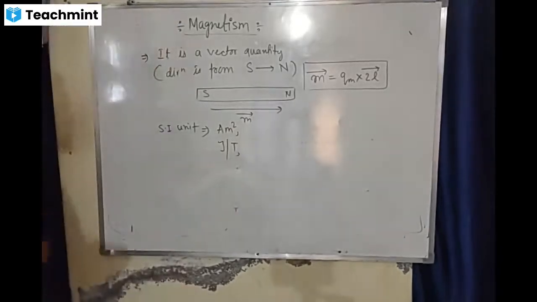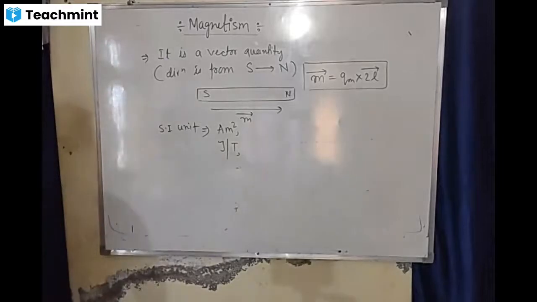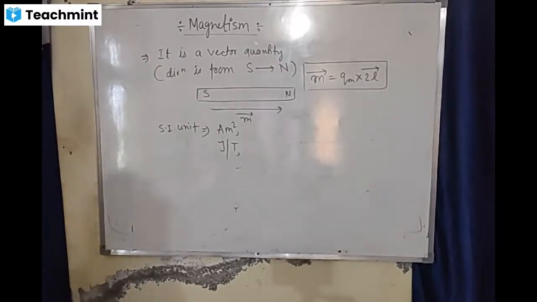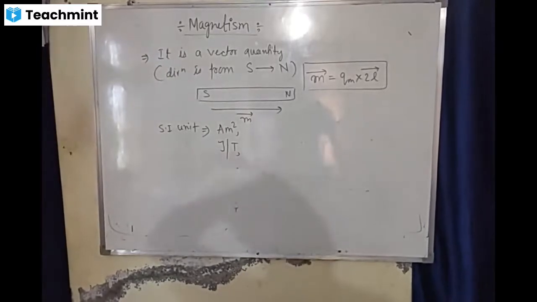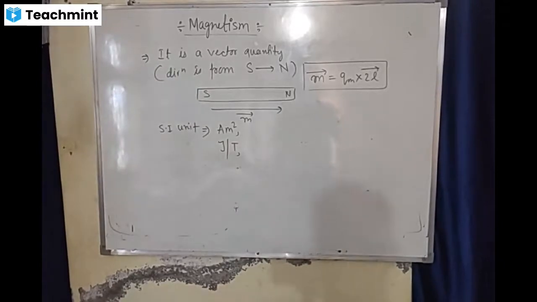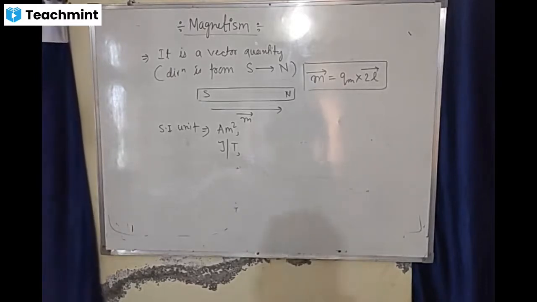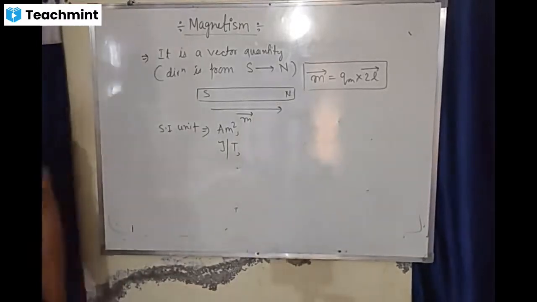So whenever you talk about the SI unit of magnetic dipole moment, that SI unit is ampere meter square. And the other unit of it is joule per Tesla. This unit will come when we discuss how a current carrying loop behaves as a magnetic dipole. Then we'll find out how the value of this is ampere meter square. So the SI unit of magnetic dipole is ampere meter square, and also joule per Tesla. So this is all about magnetic dipole.